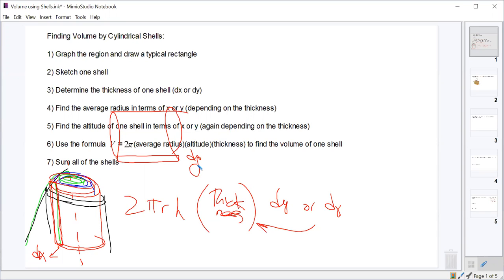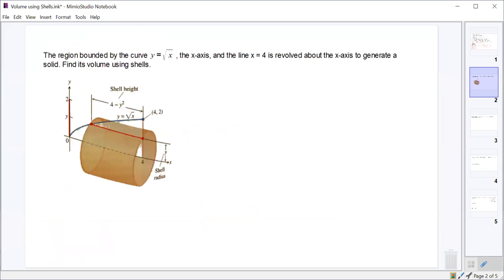All right. Let's do a problem. We're going to start with one that's already all drawn out for us because I just stole the picture from a textbook because I wanted to have a decent picture because I can't draw. This is a problem that we could solve using disks very easily. In fact, using shells for this one actually makes life a lot more difficult. But we're going to do it both ways just to see that it comes out to be the exact same value.